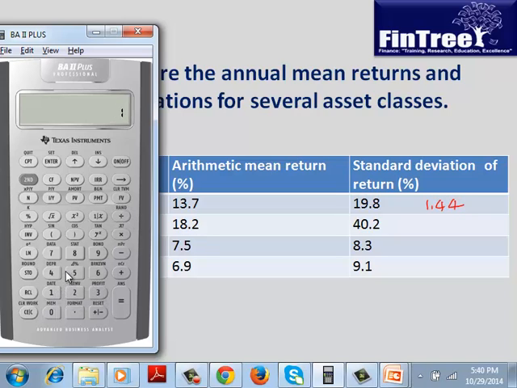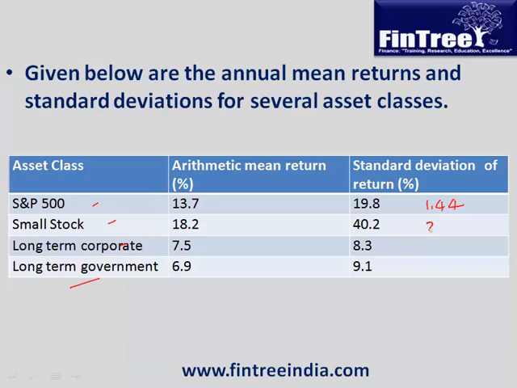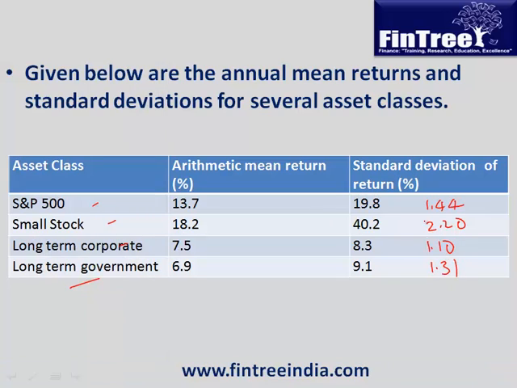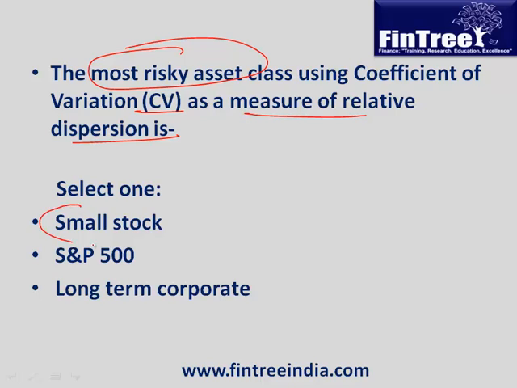40.2 divided by 18.2, 2.20. We don't need to actually calculate this, but just so that we have all the numbers. This would be 1.10, and 9.1 divided by 6.9, this would be 1.31. Now which one of these is the riskiest? The one which will have the highest coefficient of variation, and therefore in that case the answer is going to be small stock, which you could have guessed without solving.